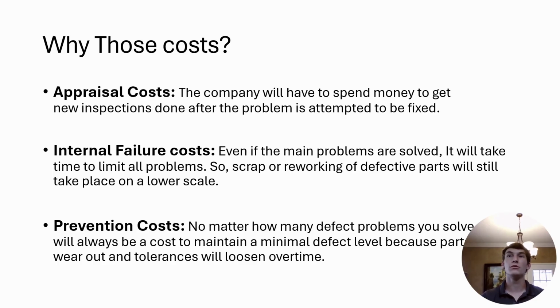So that can be anywhere from replacing dies every 2 months, or lubricating machines more frequently, or inspecting your tolerances on your machines. It's really not limited to anything. It's kind of just another word for general maintenance. So you're going to have to prevent these items from falling back into place, these defects. And that is how you'll have prevention costs.